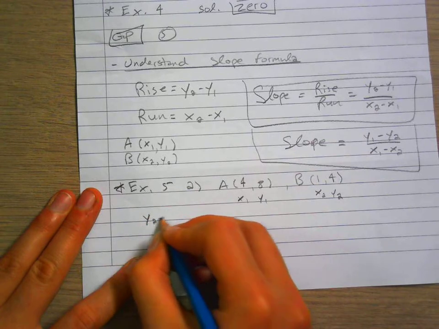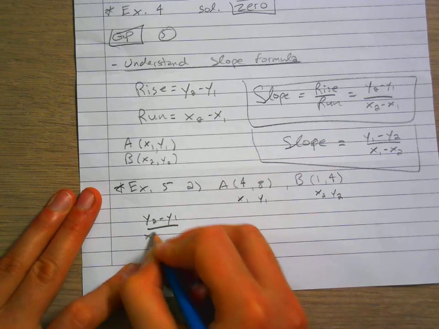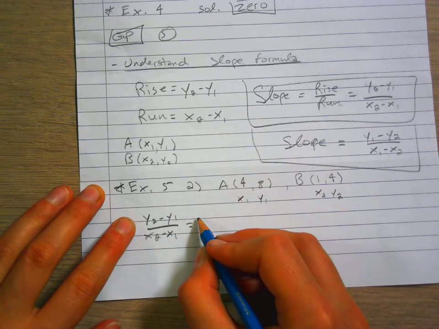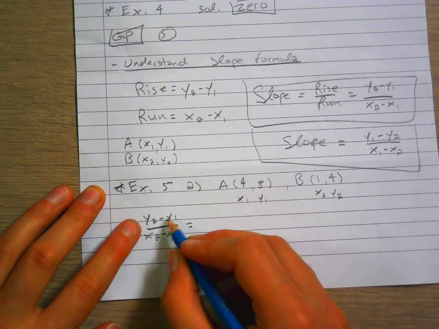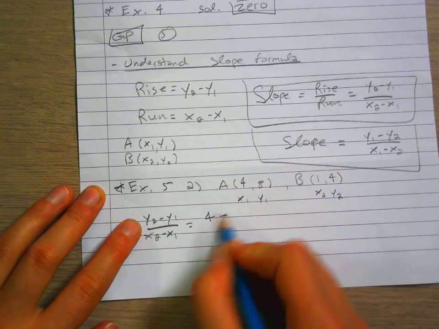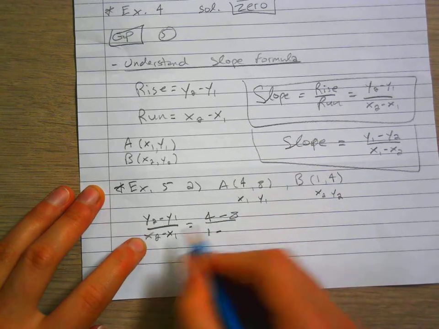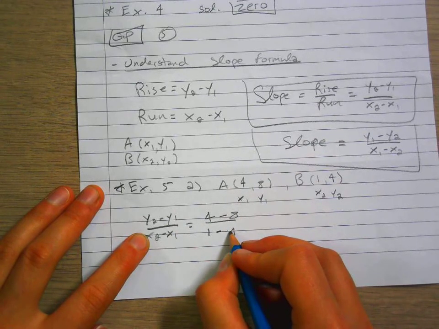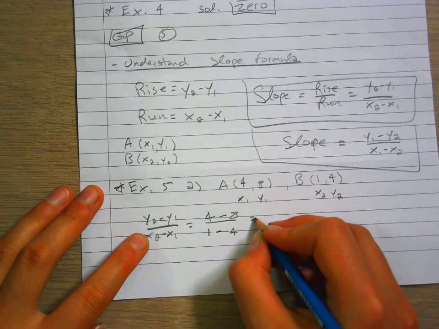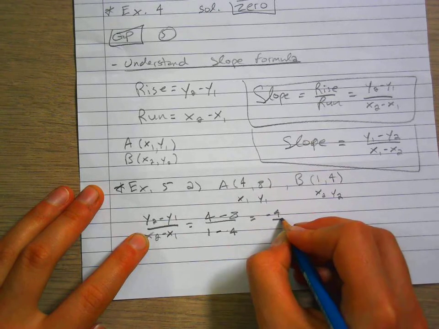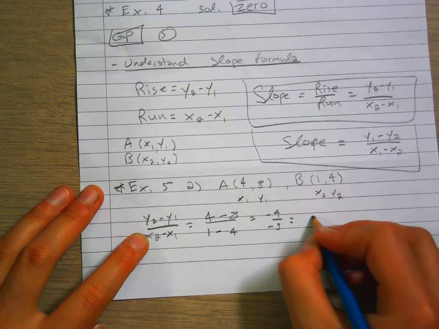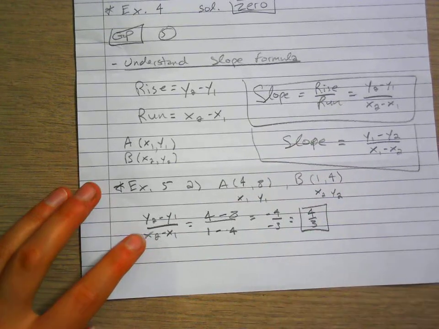So y2 minus y1 over x2 minus x1 is going to be equal to y2, which is 4, minus y1, which is 8, over x2, which is 1, minus x1, which is 4, and that gives us negative 4 over negative 3, which is equal to 4/3, because those negatives cancel.